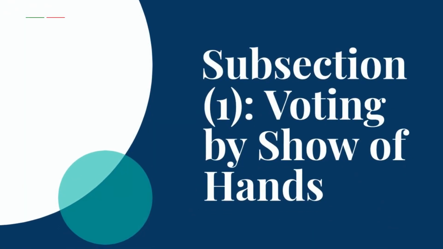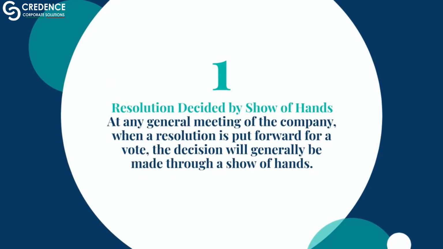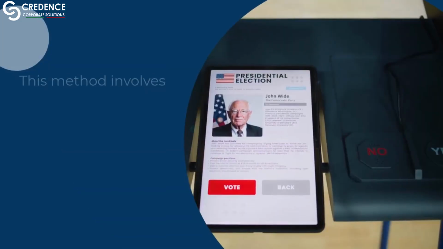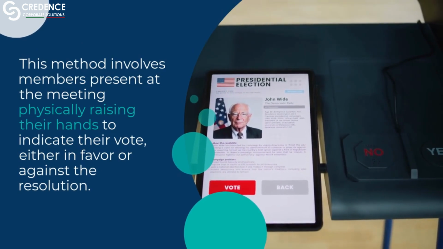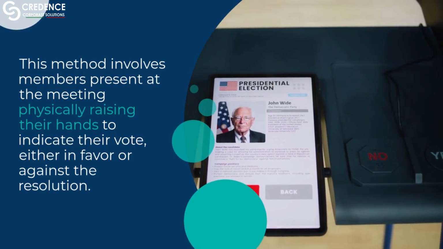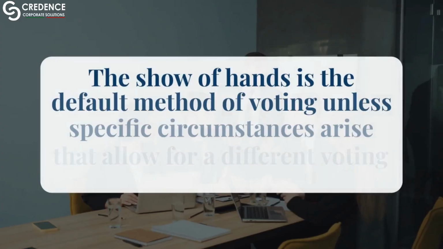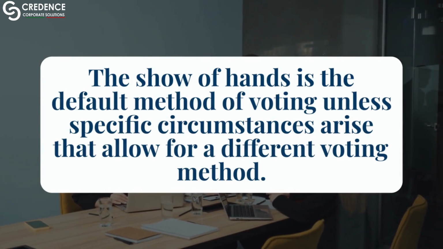Subsection 1. Voting by show of hands. 1. Resolution decided by show of hands. At any general meeting of the company, when a resolution is put forward for a vote, the decision will generally be made through a show of hands. This method involves members present at the meeting physically raising their hands to indicate their vote, either in favor or against the resolution.